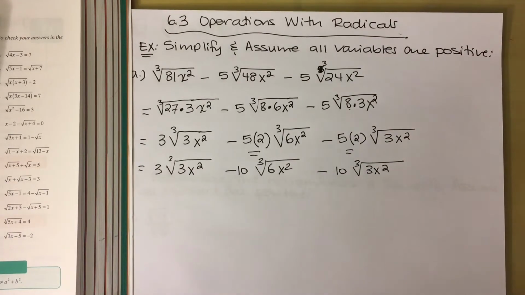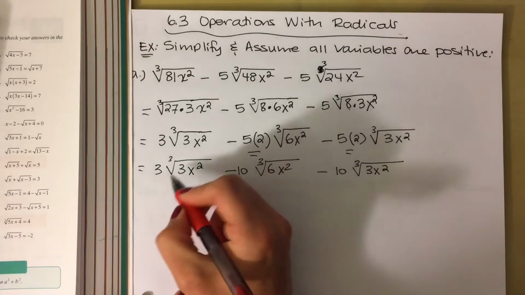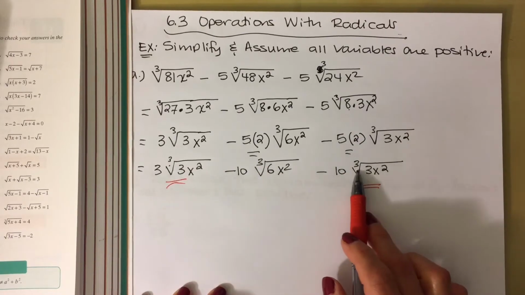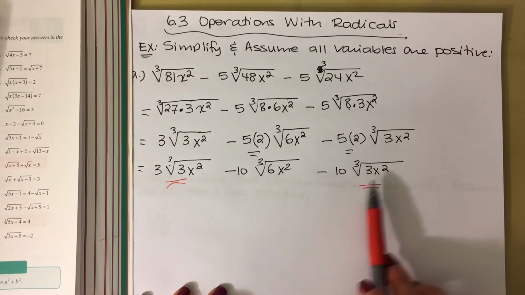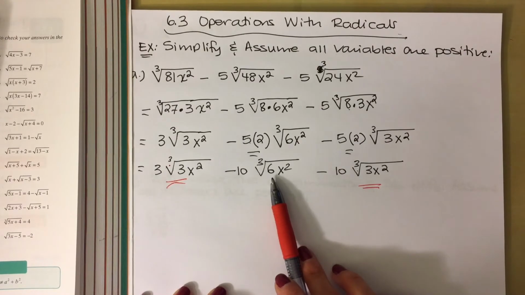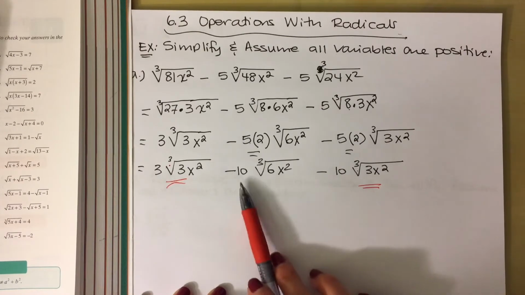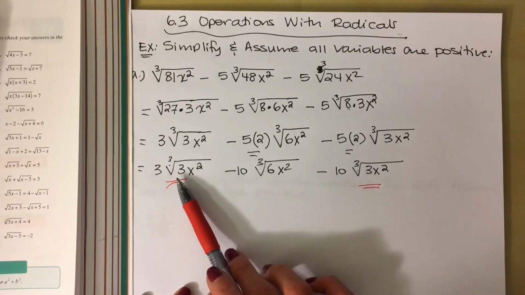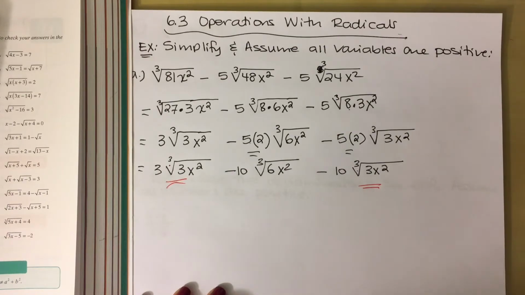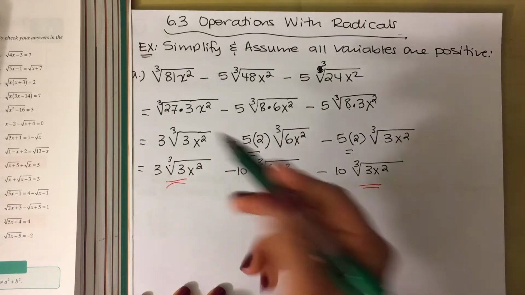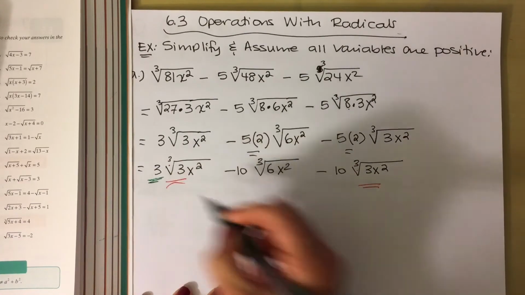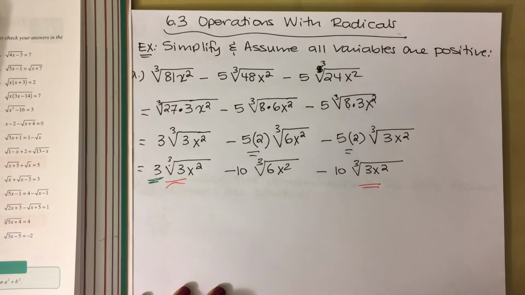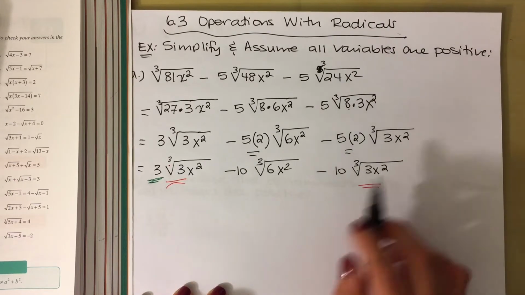Okay, so now we look for like radicals. The first and the last are like radicals because they have the same index and the same radicand. The middle radical does not have 3, it has 6. And so we have to leave this second radical alone. Just combine the first and the third, and the way you combine is we just work with the numbers on the outside. It's going to be 3 minus 10, and we leave the radical the way it is. We do not add inside the radical. We leave it the way it is.